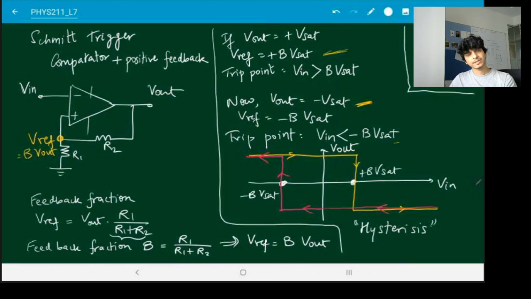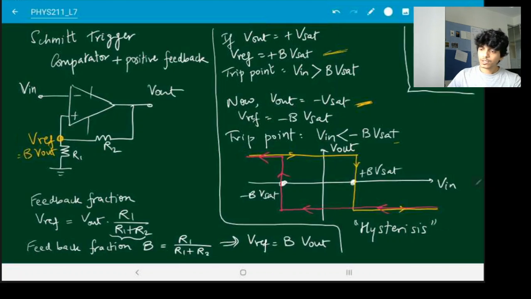And not just in electronics, in general, in any branch of physics, whenever you find that the property depends on whether a certain quantity is being increased or decreased, so it depends on the direction in which your input is going, this is called hysteresis. You will, for example, also find hysteresis examples when you're studying magnetism.